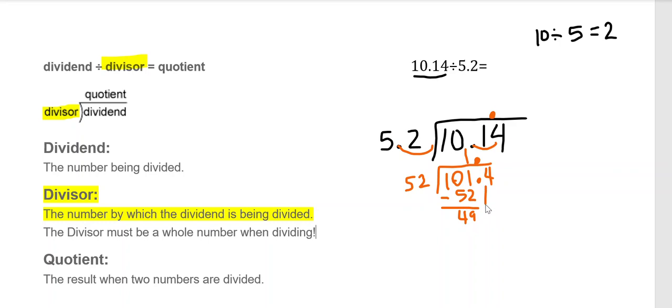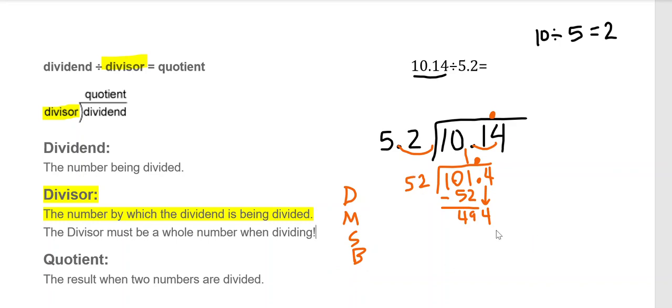And then I bring down the next digit, which is a 4, and I divide again. So the steps are repetitive. Divide, then multiply, subtract, then bring down the next digit until you get a remainder of 0.